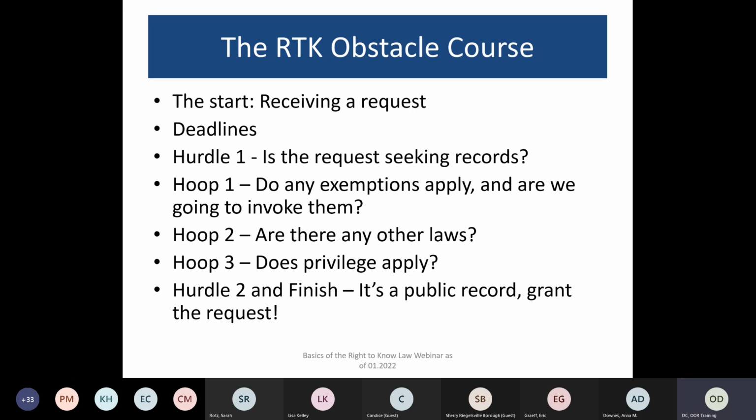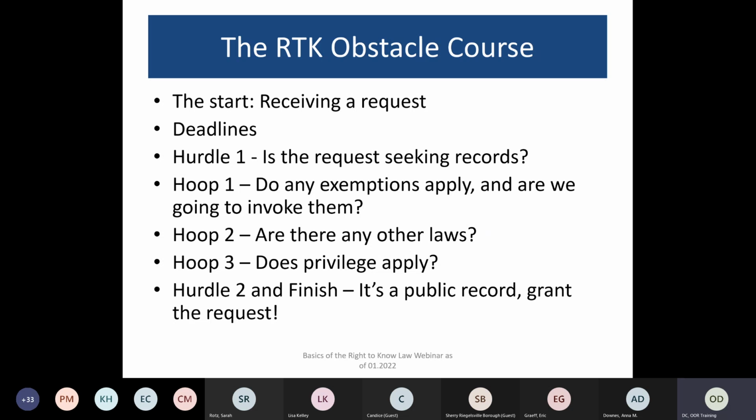I like to describe the right to know process as an obstacle course. This obstacle course has two hurdles on it. And in front of the second hurdle, there are three hoops. So let's take a look at this real quick, and then we're going to talk about it in greater detail.